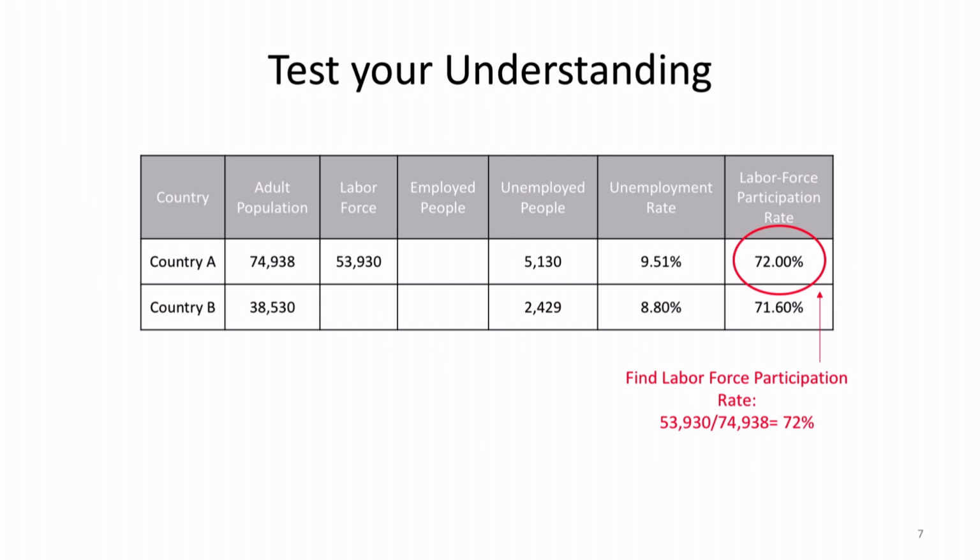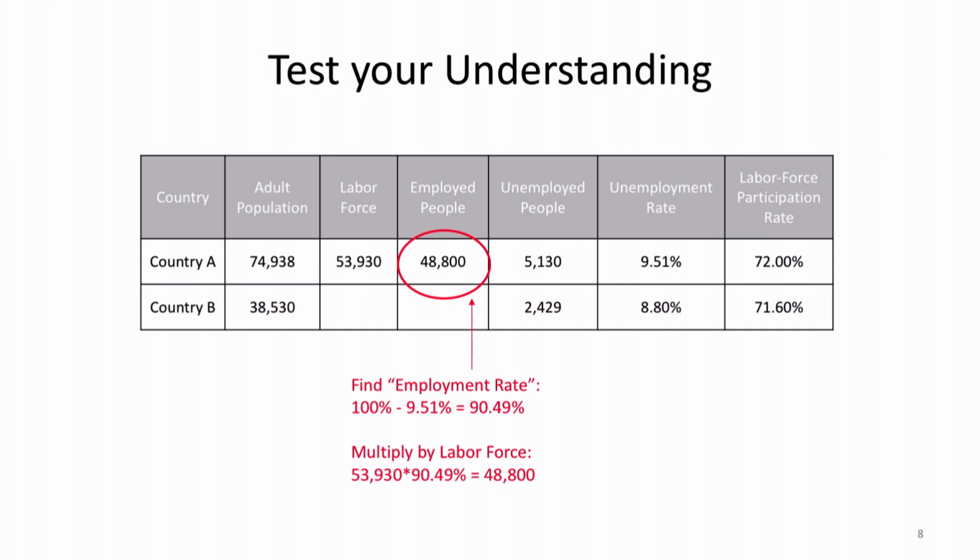Next, we can calculate the labor force participation rate. We have the labor force, and we have the adult population. So we simply divide our labor force by the adult population multiplied by 100%, and that gives us a labor force participation rate of 72%.